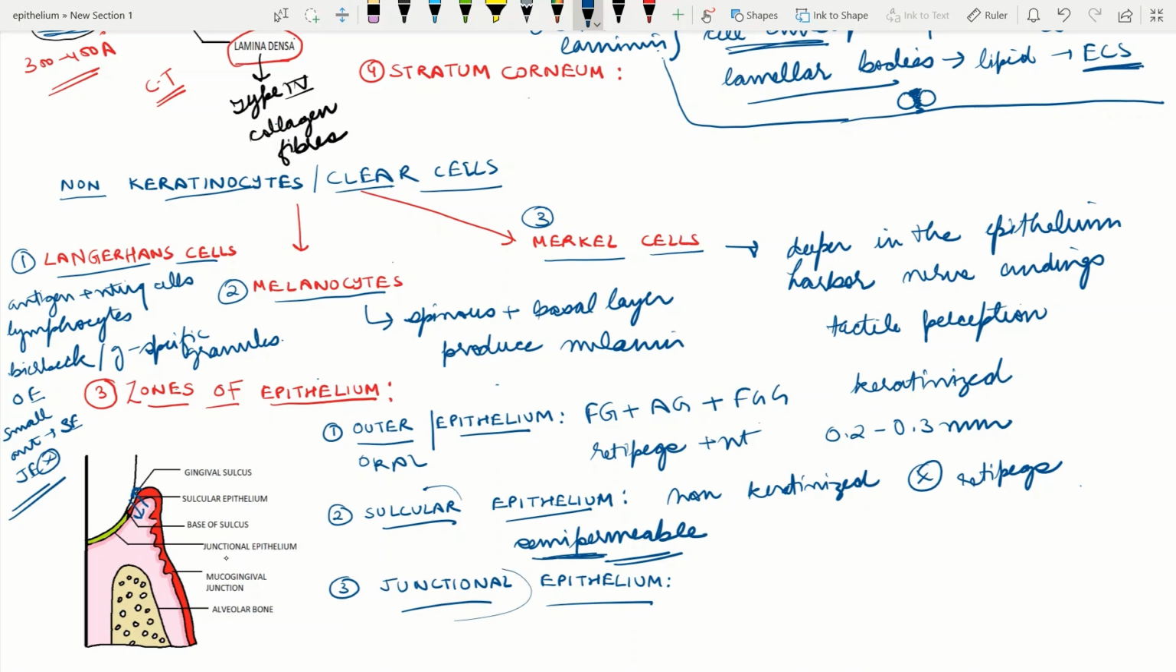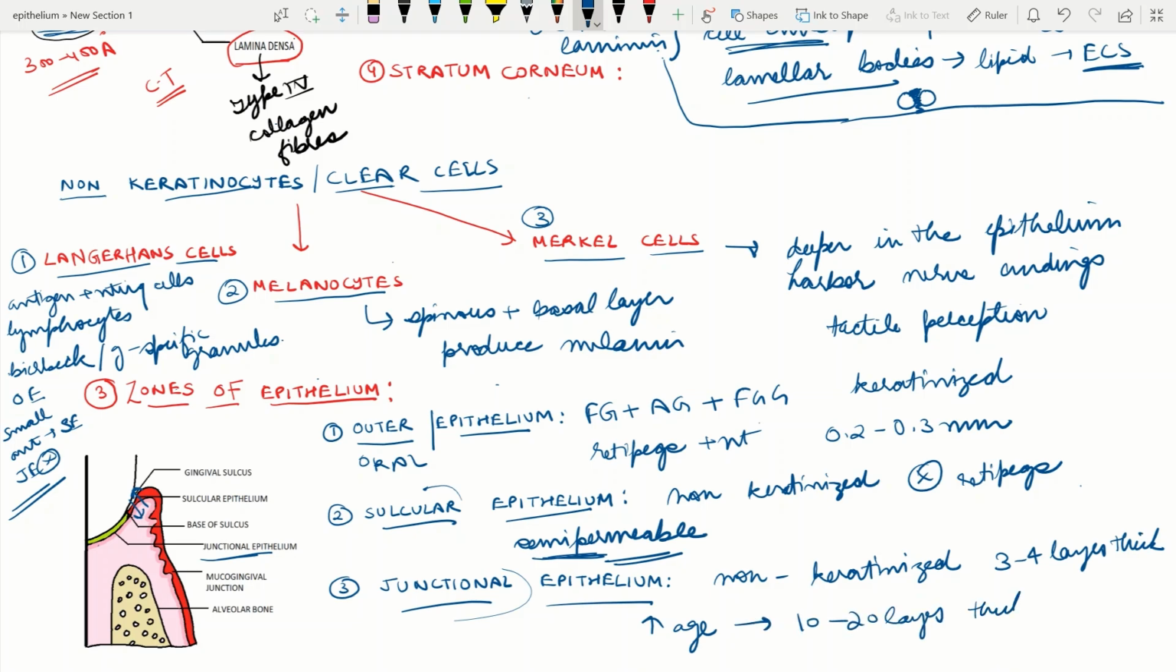Now coming to the third one, that is your junctional epithelium. The one marked with this green color is the junctional epithelium. So this epithelium is also non-keratinized. It is 3 to 4 layers thick, and as our age increases, it also becomes 10 to 20 layers thick. So it has 2 parts, the one close to the tooth surface and the other away from the tooth surface. Based on that, it is classified as internal basal lamina and outer basal lamina.